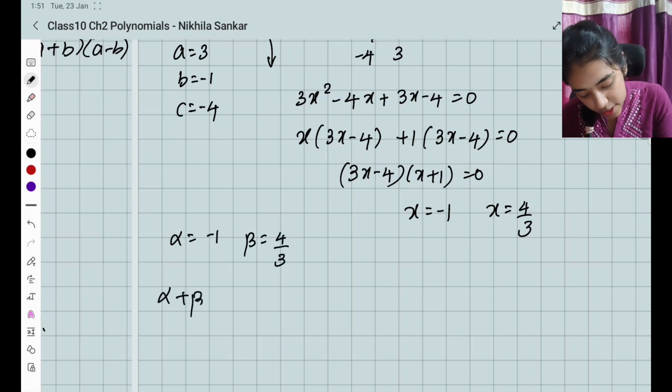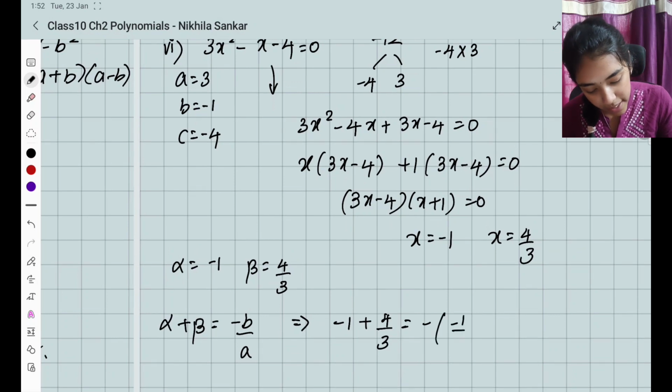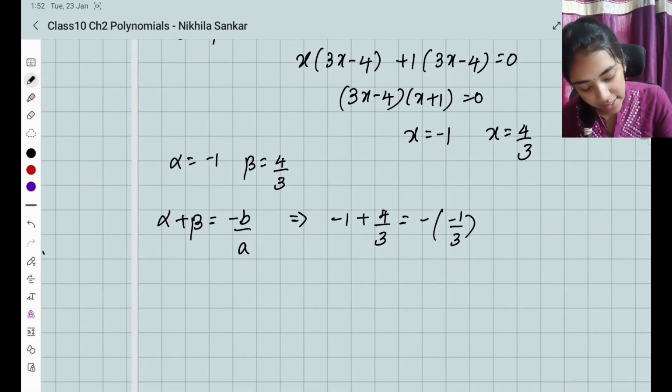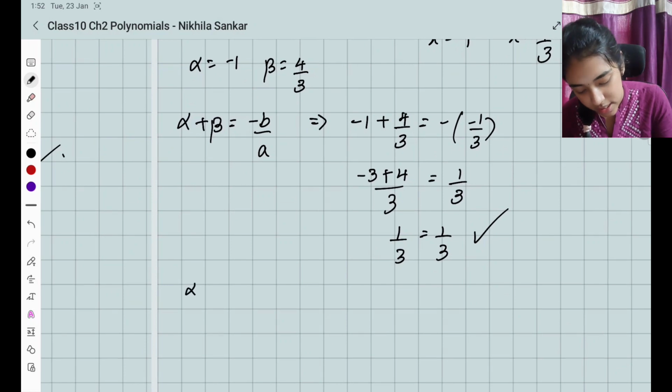So alpha plus beta equals minus b divided by a. Alpha plus beta is minus 1 plus 4 by 3 equals minus b by a, which is minus of minus 1 divided by 3. When I take the LCM, we have minus 3 plus 4 divided by 3 equals 1 by 3. 1 by 3 equals 1 by 3.